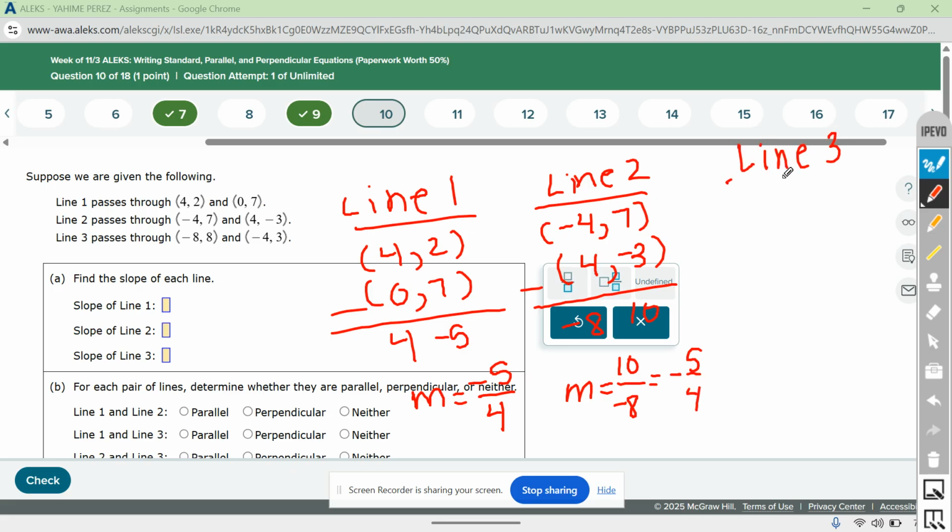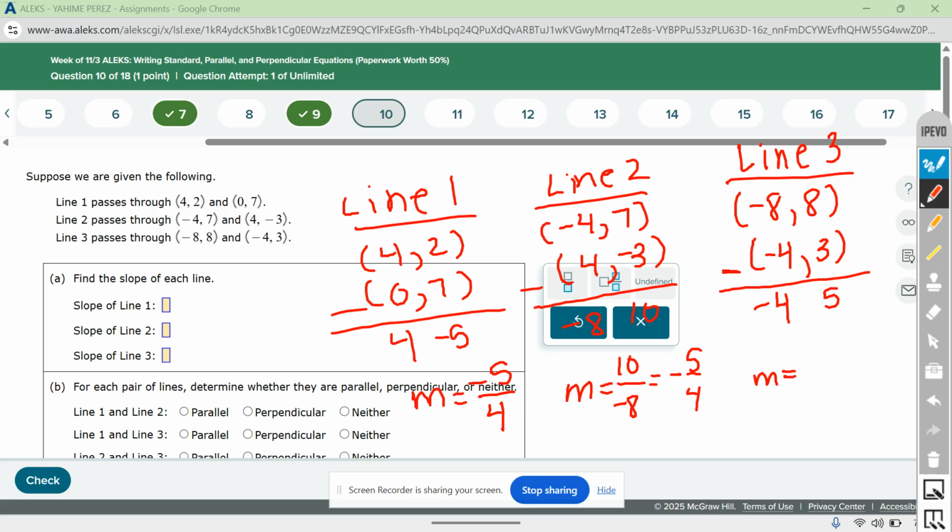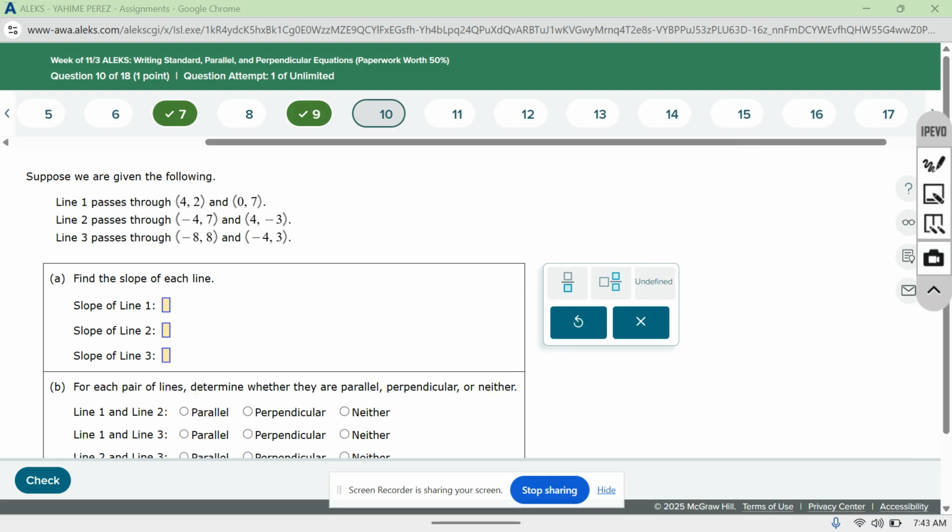It simplifies. In the third line, negative 8 minus negative 4 is negative 4. And 8 minus 3 is 5. I'm going to do the subtraction of the y on top of the subtraction of the x. And that is already simplified. And it looks like we have all parallel lines. So I would say they're all parallel because they all have the same slope. They're all negative 5 over 4. Okay, moving on.